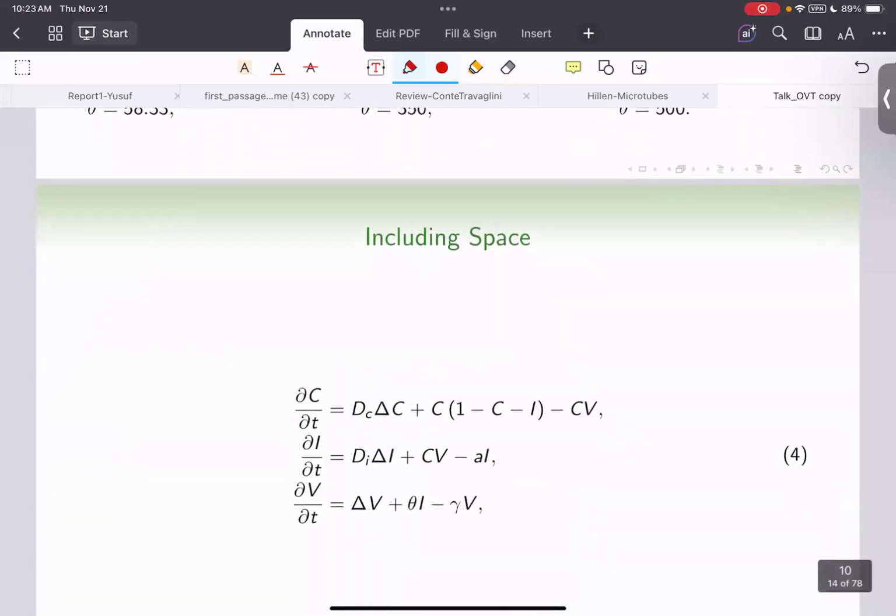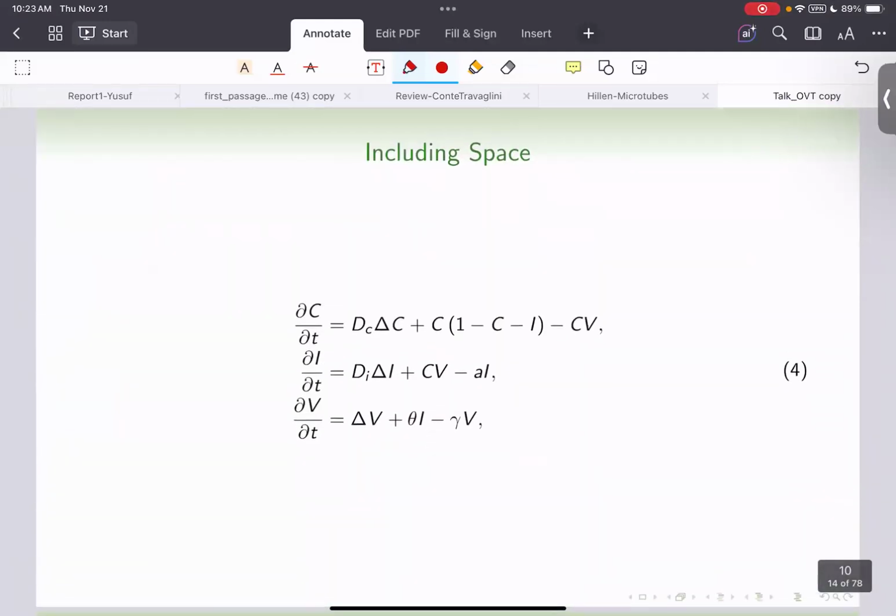So now let's include space. Now we come into the realm of reaction diffusion equations. So we include a diffusion term for the cancer cells, for the infected cells, and for the virus. They all have different diffusion coefficients. In particular, the virus is much smaller, so it would diffuse much faster. And now the base model here is oscillatory. So the question arises, what happens if I couple these oscillators?